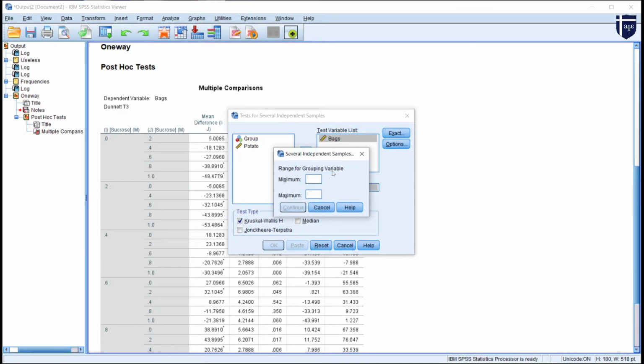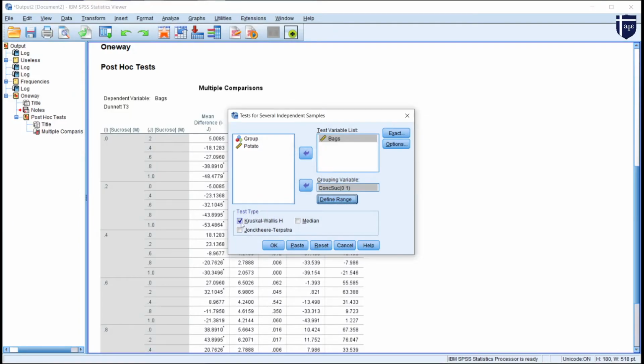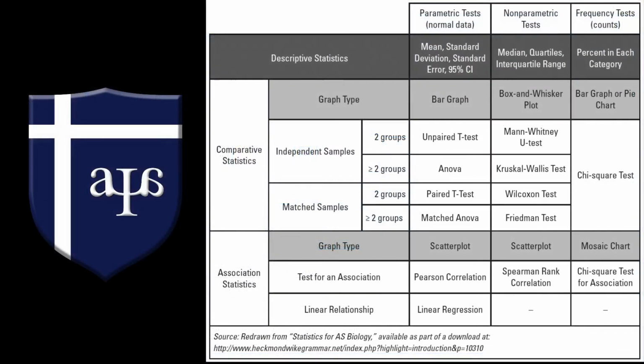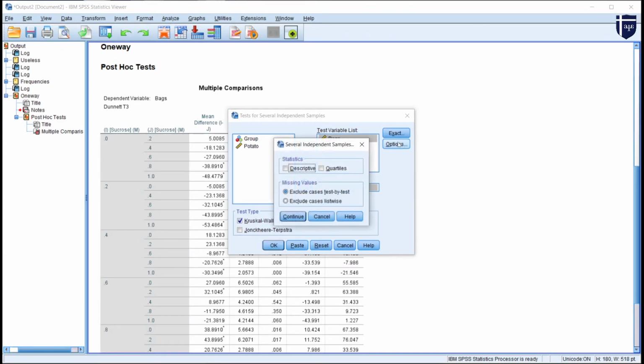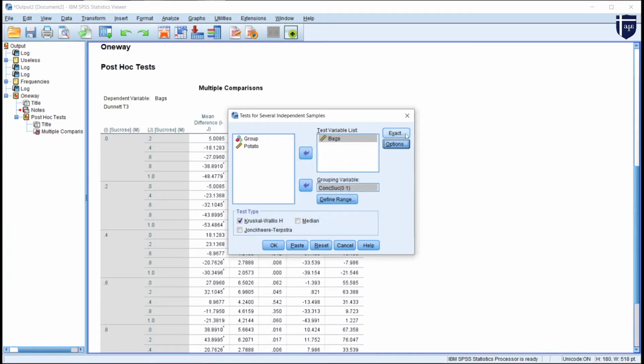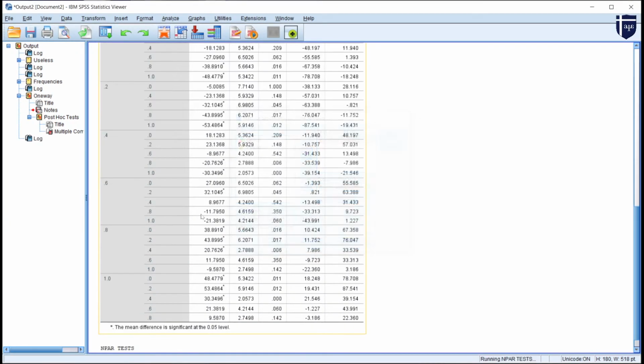And it asks you to define the range. The minimum is going to be 0, and the maximum is going to be 1 molar, right? So 1. Continue. It says we can run a Kruskal-Wallis. Remember, over on the table here, this was the test. Kruskal-Wallis Test. So that's what we're going to use. And I believe we would like the descriptives and the quartiles. That'll be good. I'm going to skip this exact test and just hit OK.